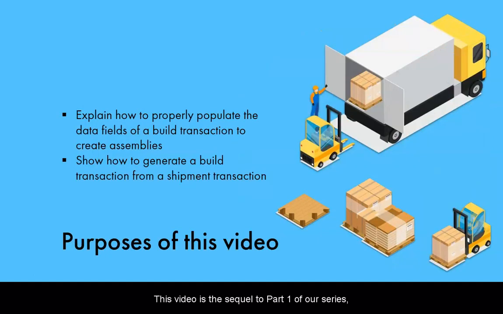This video is the sequel to part 1 of our series, Building Assemblies. In this presentation, we will explain how to populate the data fields of a build transaction. In addition, we will show you how to generate a build transaction from a shipment transaction, which is helpful if your company uses just-in-time or JIT manufacturing.